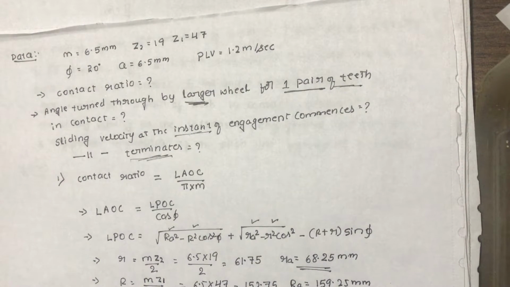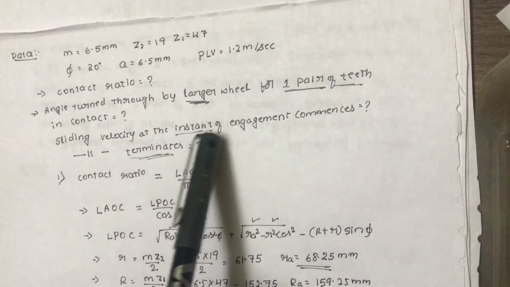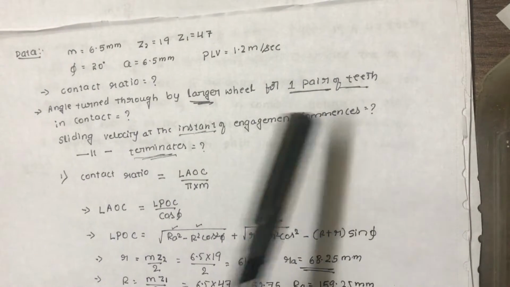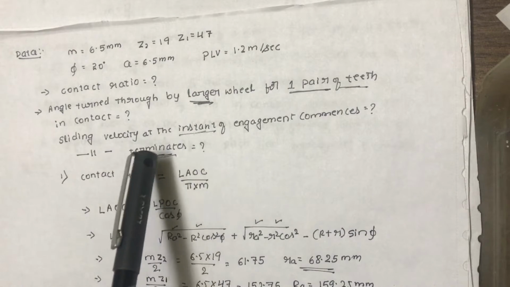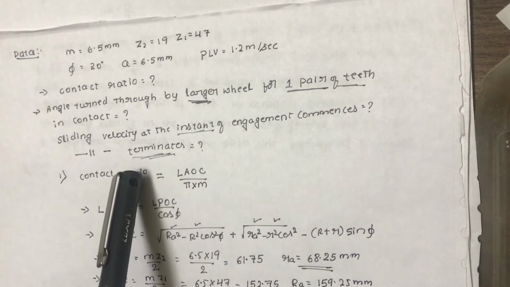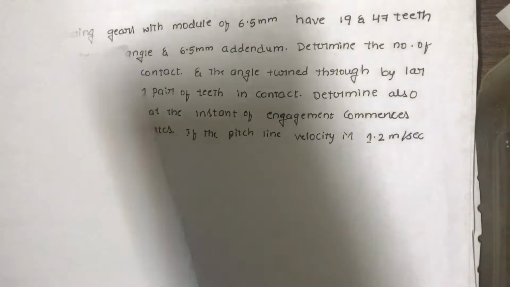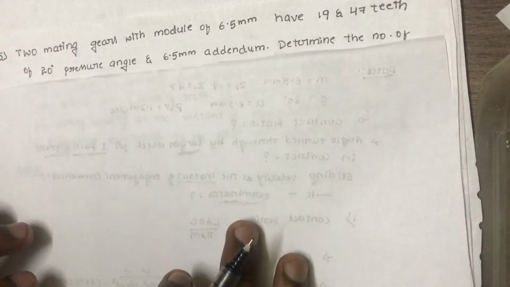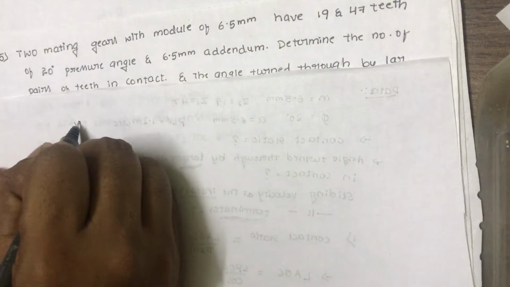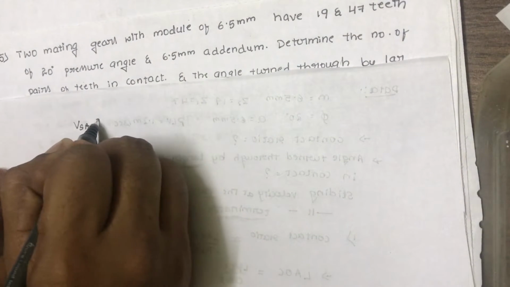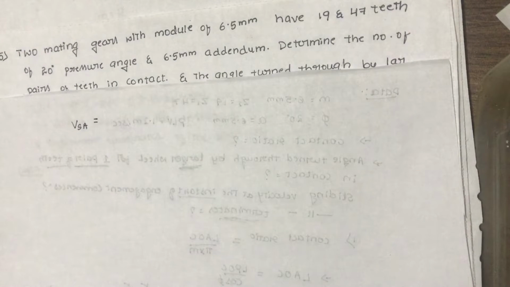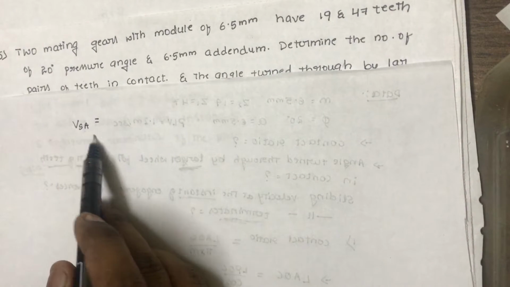Next I need to find out the sliding velocity at the instant of engagement commences, as well as the sliding velocity at the instant of engagement terminates. For that, you have a formula. I'll take VSA, the velocity at which engagement begins, as the sliding velocity.